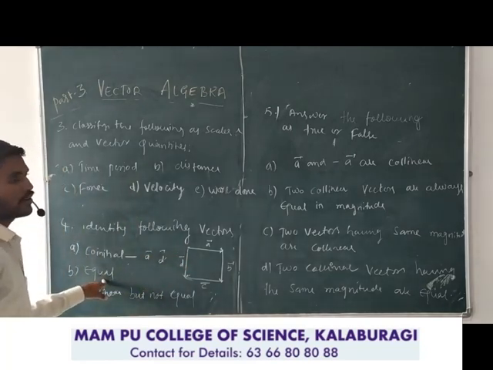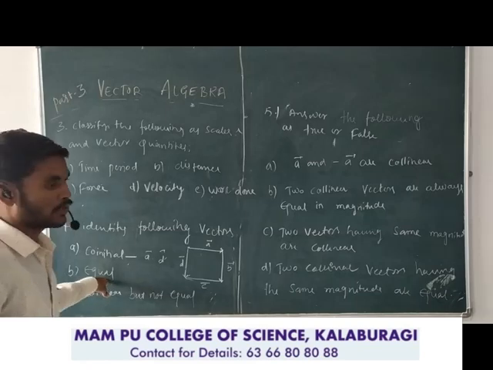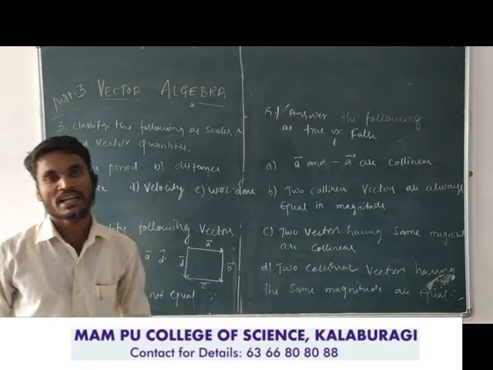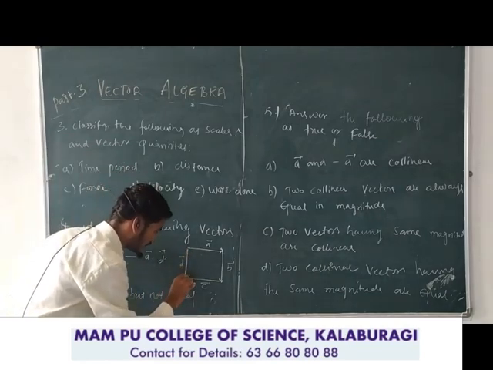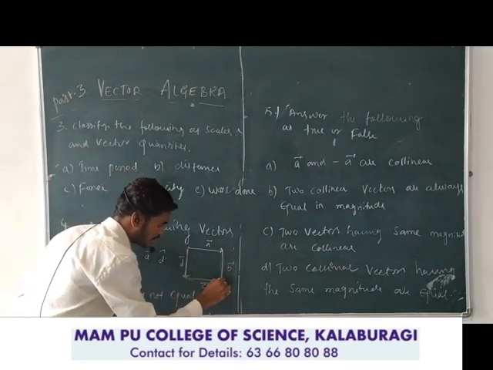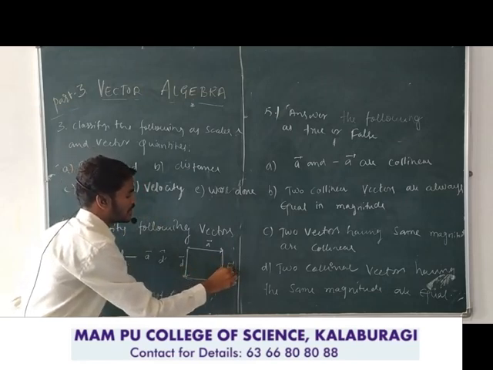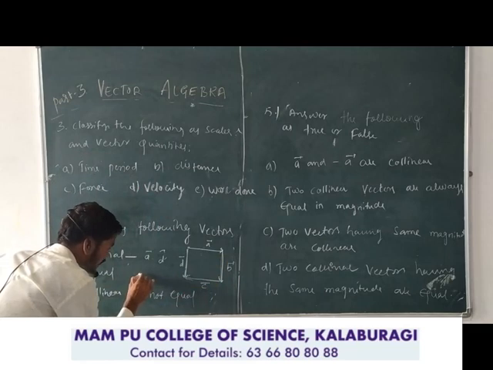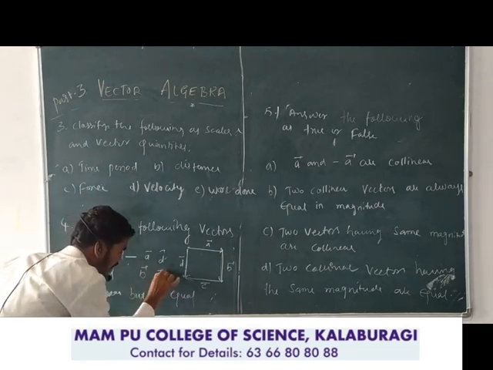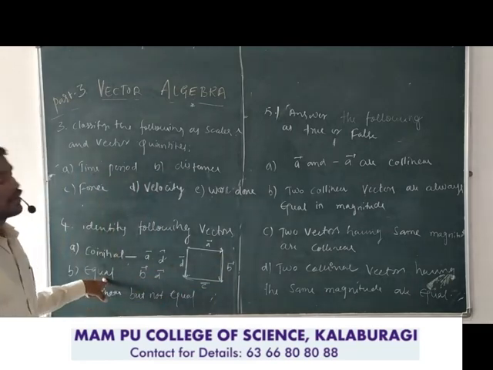Equal, what is the definition of equal? Both magnitude as well as direction are the same. See that vector D and B vector: the direction is the same and the magnitude is also the same. So B vector and D vector is the answer to this second question.